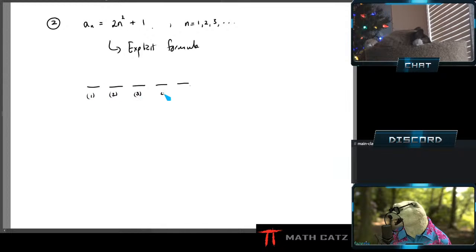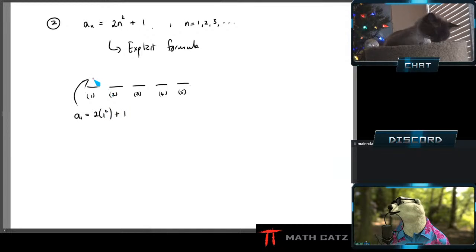So I want to find the different terms in these positions, the first 5. So I'll do the first one by writing it out. First term is called A1. For my immediate purposes, n is equal to 1. So I plug it in. 1 squared is 1 times 2 is 2 plus 1 is 3.